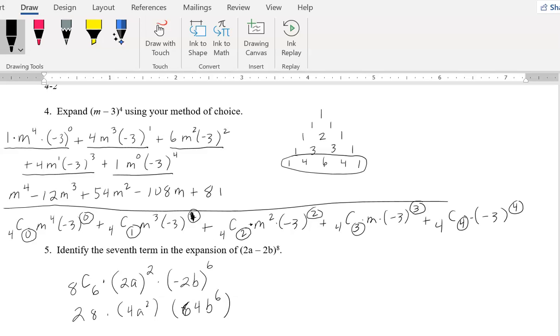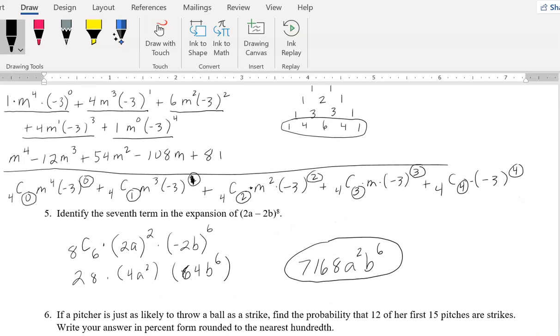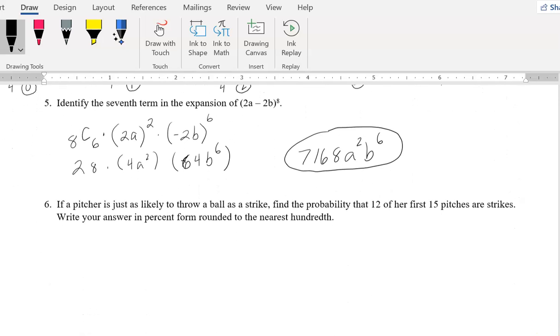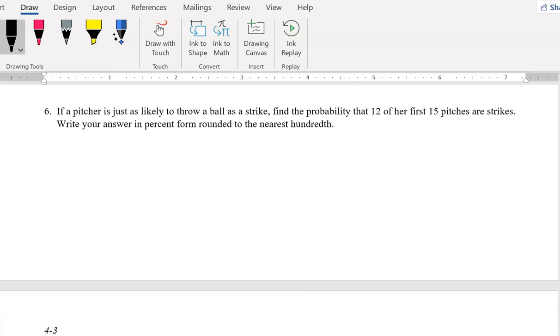So 28 times 4 times 64 is 7168. And our variables are a to the second, b to the sixth. And that's the answer for number 5. Okay, let's scroll down and we'll take a look at the next few problems.